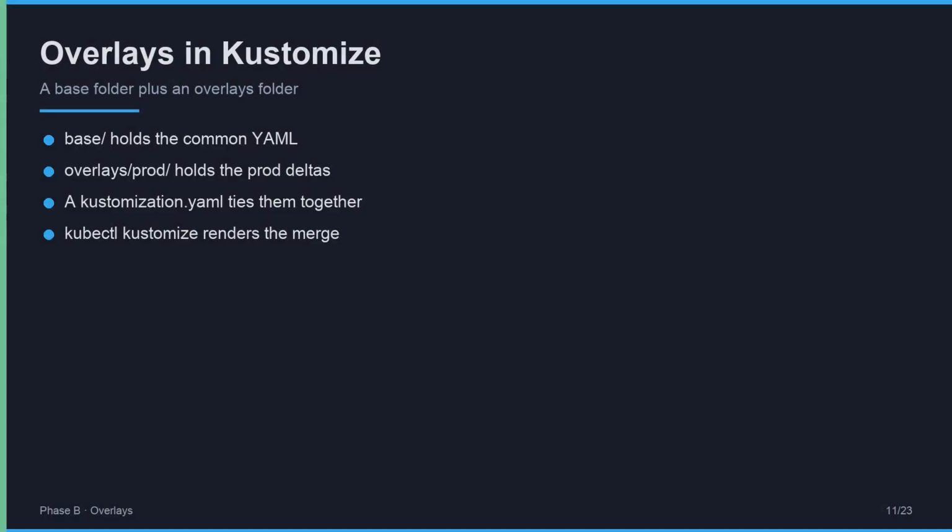Always. Kustomize does overlays even more explicitly. You have a base folder with the common YAML, and an overlays folder with one subfolder per environment. Each overlay has a kustomization.yaml that references the base and lists its patches. You render with kubectl kustomize. The word overlay is literally baked into the tool.